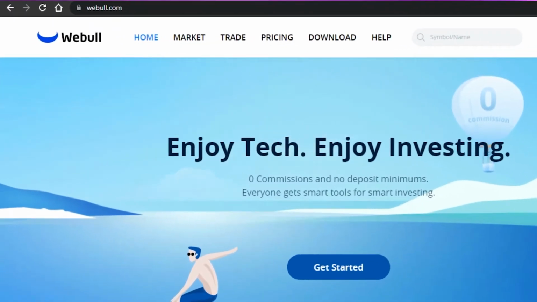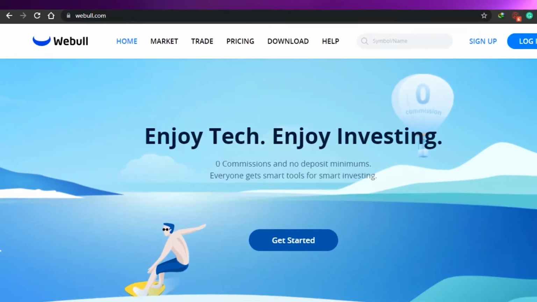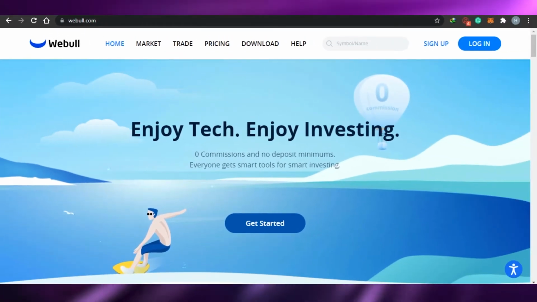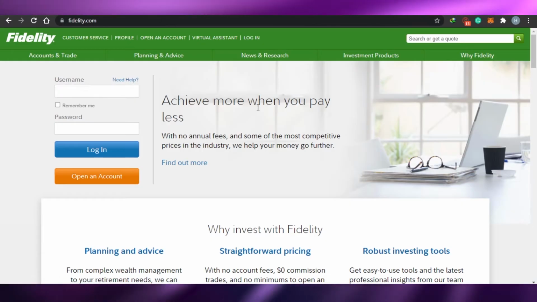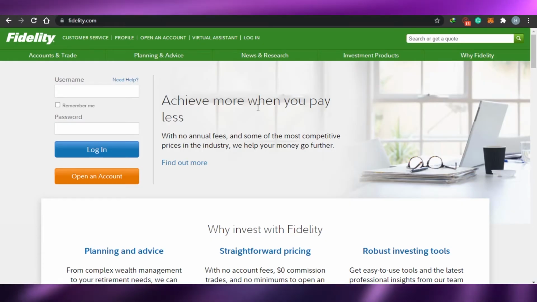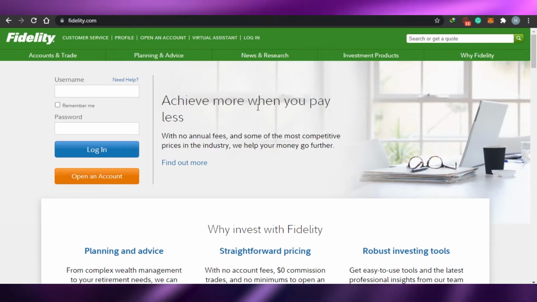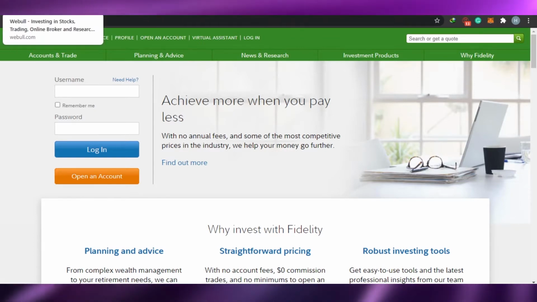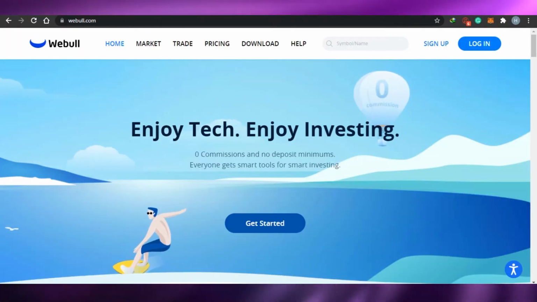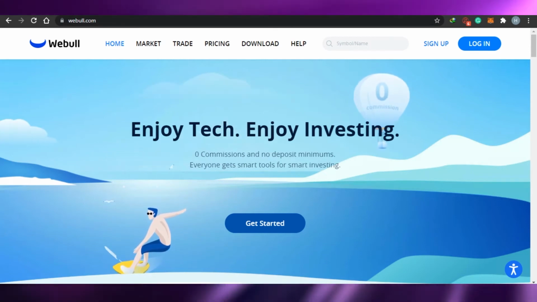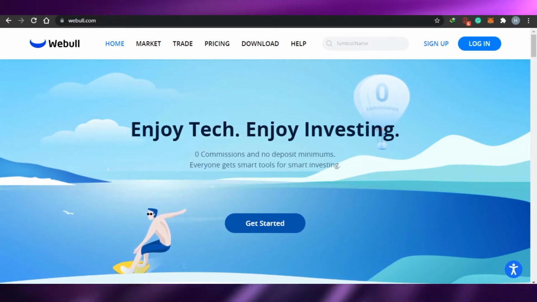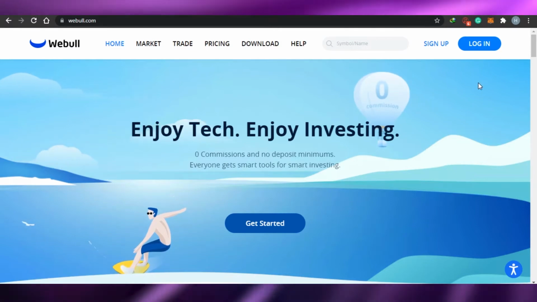Now, opening arguments. WEBULL is an amazing investing app, and when it comes to trading, I would prefer WEBULL over Fidelity. But when it comes to retirement accounts, I will prefer Fidelity over WEBULL. Both of these are actually amazing in their own way. I will be telling you about their pricing and their planning and showing you around both of these apps, how they work, what their trading fees are and what features they offer.